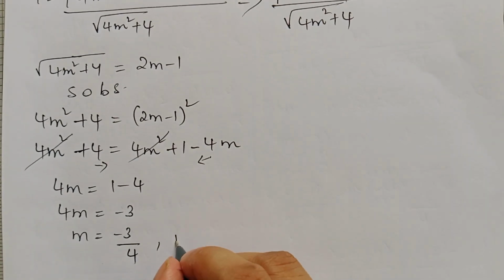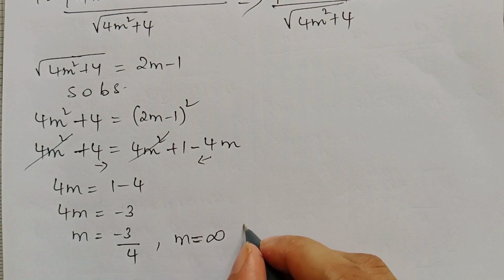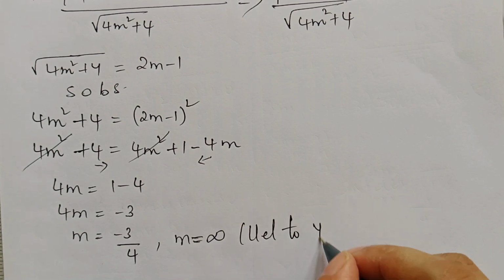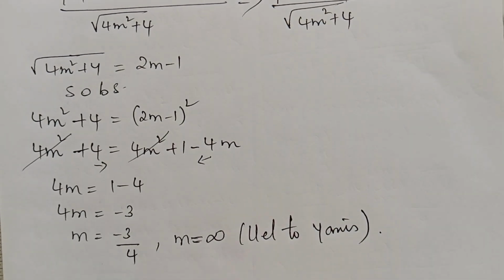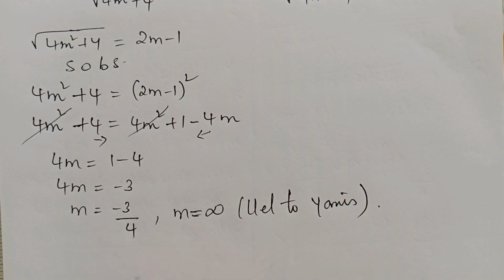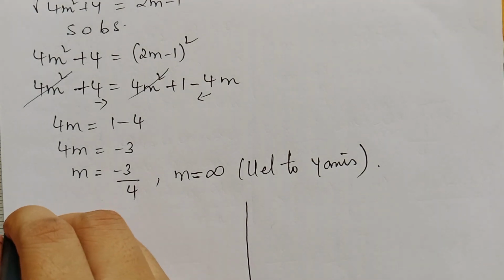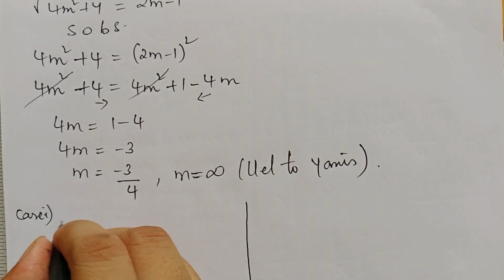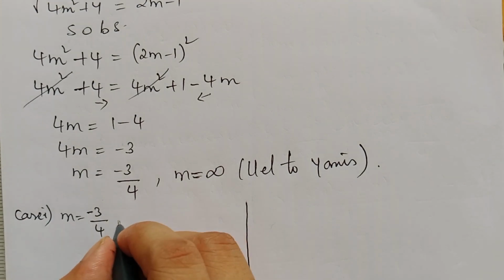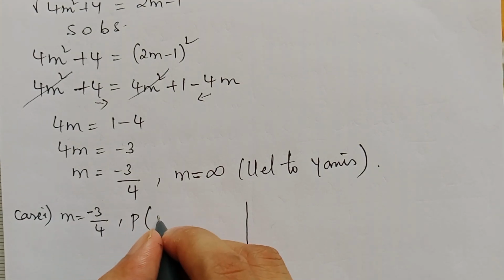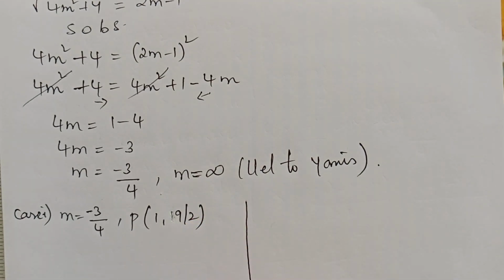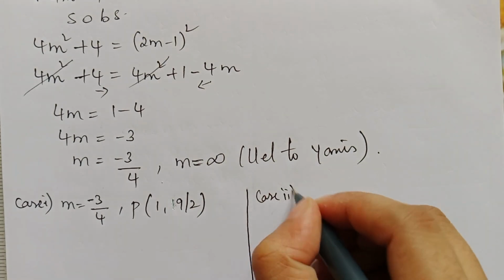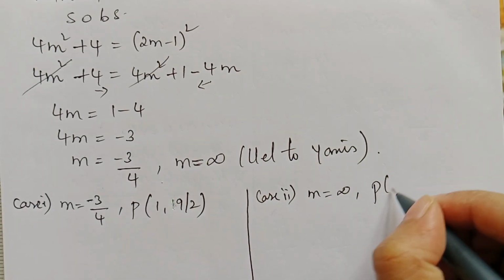And another value of m will be equal to infinity, okay? As one tangent is parallel to the y-axis, if we don't get the value of m, it will be infinity as it is parallel to the y-axis. So here we'll get two cases. Case 1, m is equal to minus 3 by 4, and the point is 1 comma 9 by 2. And case 2, m is equal to infinity and the point is 1 comma 9 by 2.